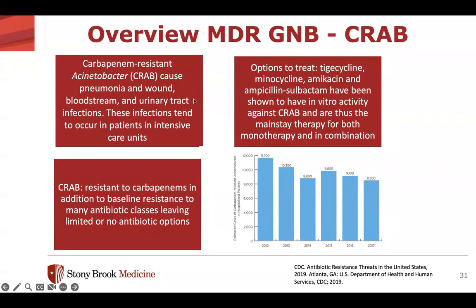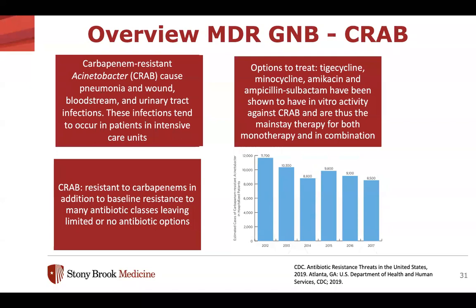I'm going to go over each of the multi-drug resistant gram-negative bacteria, starting off with CRAB, which is also known as carbapenem-resistant Acinetobacter. They usually cause pneumonia, wound, bloodstream, and urinary tract infections, and they tend to occur in patients who are in the ICU for a while.